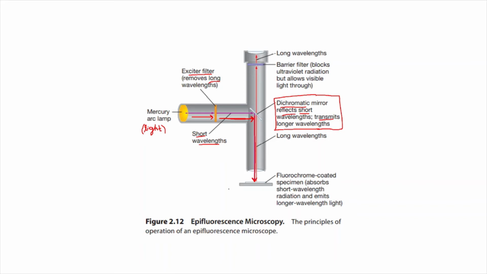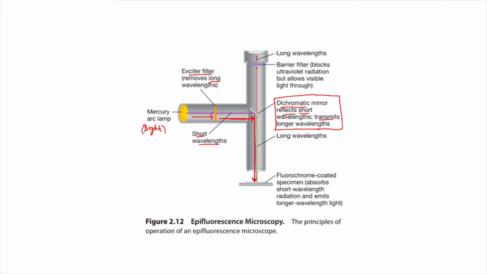So if this is the fluorescent light, I will choose a different color. If this is the released fluorescent light, then what happens, the sample will emit this fluorescent light and it will directly fall on this dichroic mirror, dichromatic mirror.